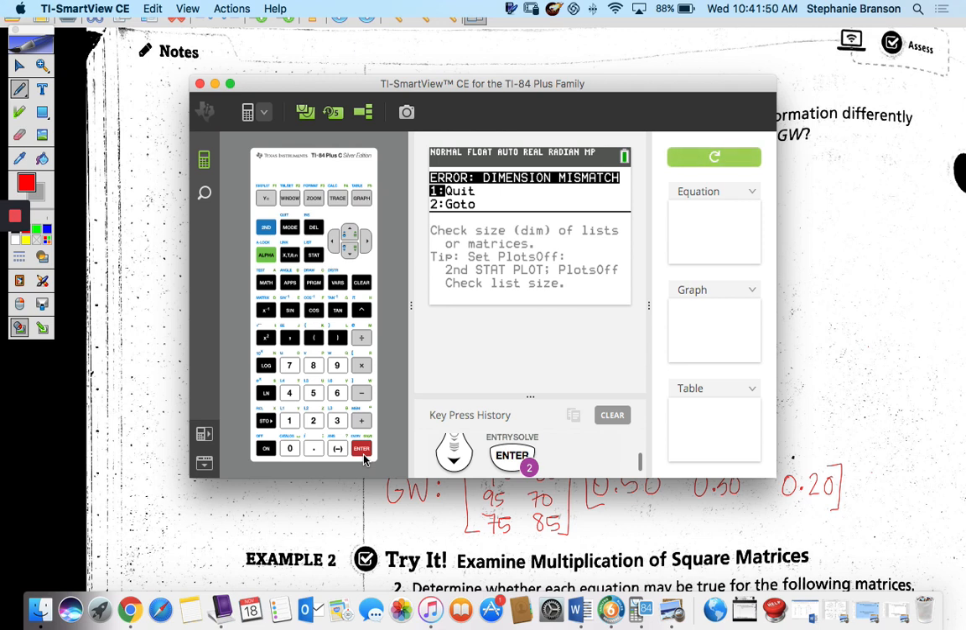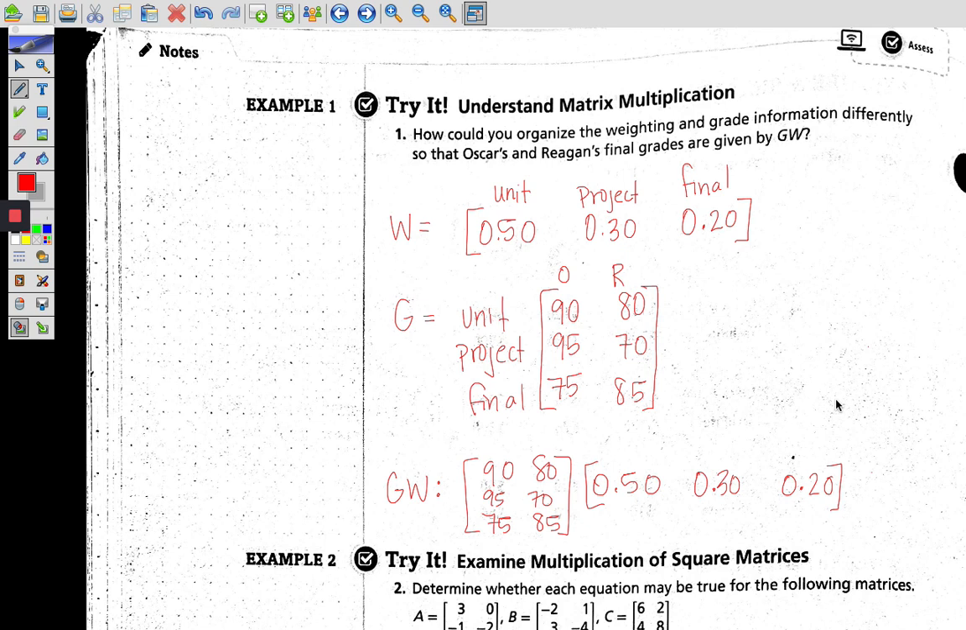They say our dimensions mismatch, which when we were adding or subtracting, they had to be the exact same. That's not necessarily the case when we are multiplying, but in order for this to work, we would have to switch them. Okay? We would have to multiply, so I'm writing this over here, W times G.